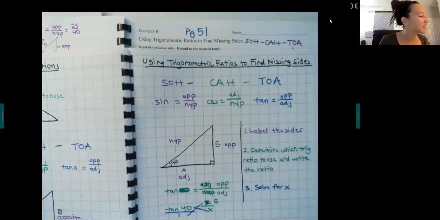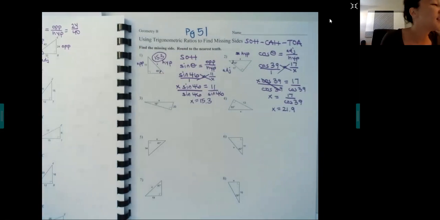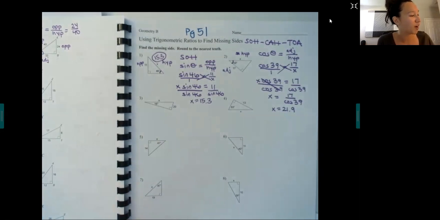I still remembered this. I haven't done trig in forever. Probably really since I was in high school. And I still remembered SOHCAHTOA. It'll be ingrained in your brain forever.